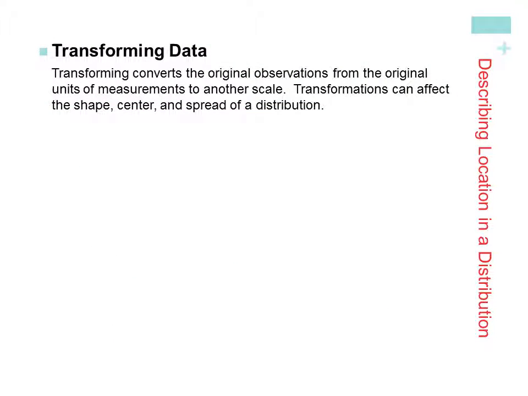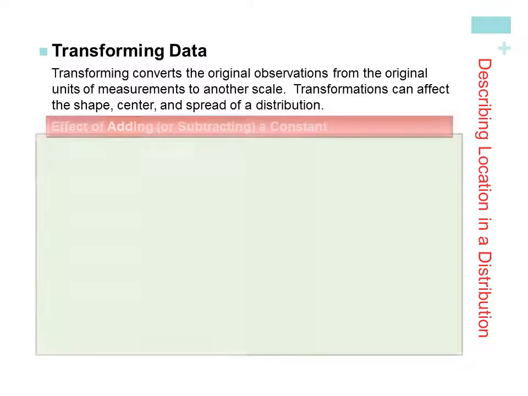All right, so last thing in this section we're going to take a look at is transforming data. What transforming data does is it converts the original observations from the original units of measure to another scale. So what do transformations do? They can affect the shape, the center, and the spread of a distribution.